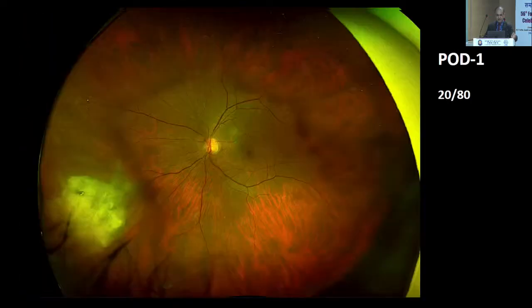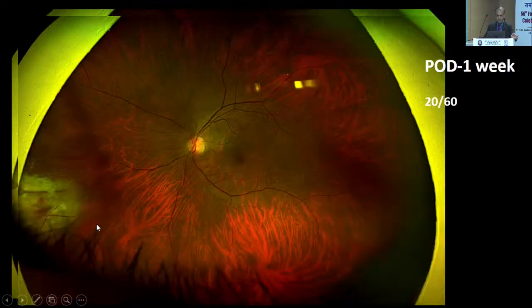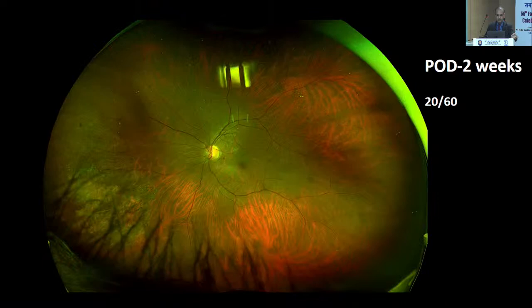Another patient preoperatively, post-operative day 1, we have just left the eye under fluid itself. We even removed the air. Intraoperatively, you see a fibrin coagulum covering the break. At 1 week, the coagulum is nearly gone, and this is at 2 weeks, where you see an attached retina, vision 20/60.